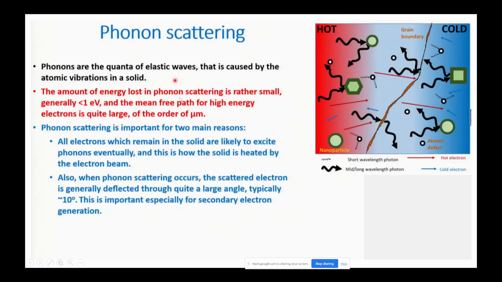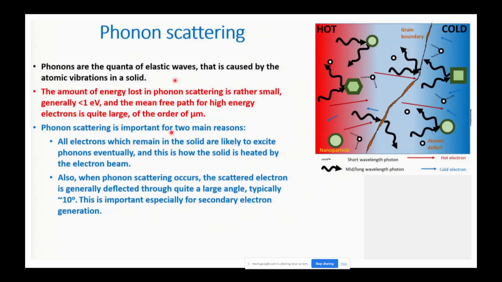Phonons are the quanta of elastic waves, caused by the atomic vibration in a solid. The amount of energy lost in phonon scattering is rather small, less than 1 electron volt, and the mean free path for high energy electrons is quite large, on the order of micrometers. So here you can see how it is. This is a short wavelength phonon, and this is your hot electron, the red one, and this is a mid to long wavelength phonon, and this is your cold electron.